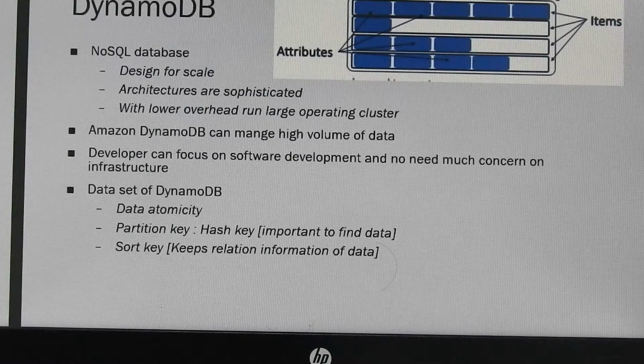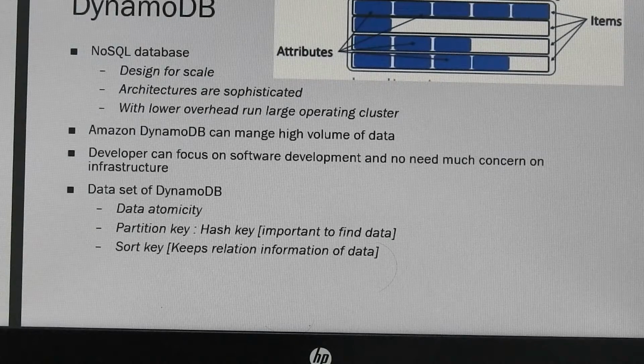Okay, dynamic. Even if you look at this term, DynamoDB, you can get the meaning of this name. It gives some sort of idea about a dynamic database. Why is it said to be a dynamic database? DynamoDB has the ability to store small amounts of data as well as large amounts of data.